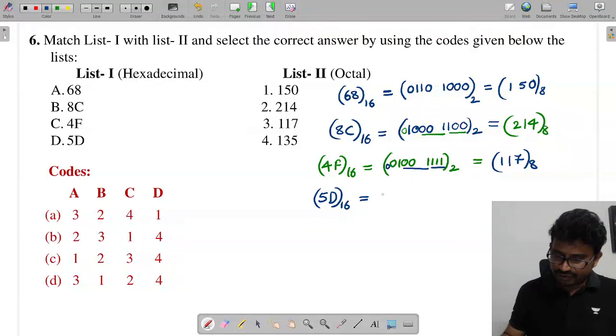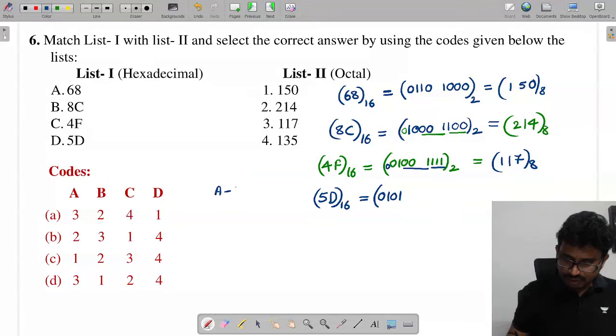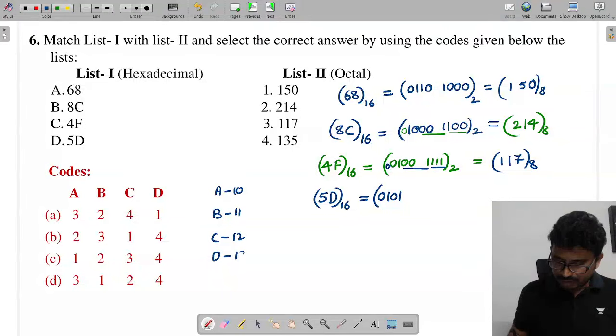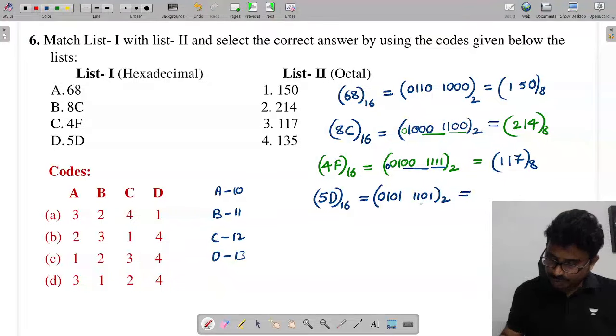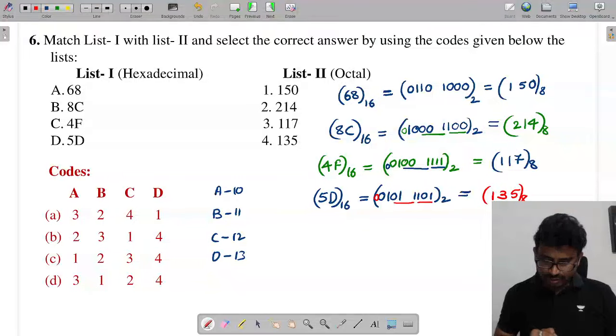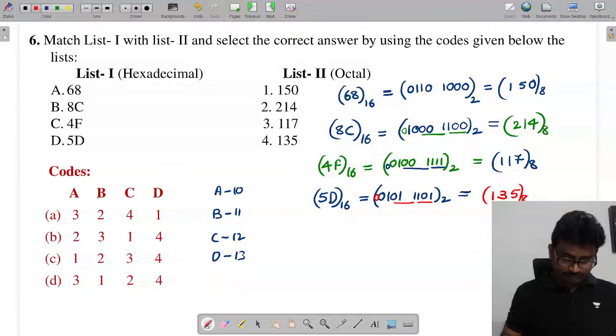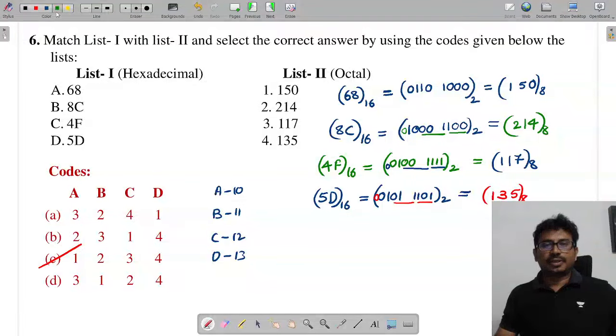Next, what about 5D? 5 is 0101. D means how much? A value is 10, B value 11, C value 12, D value 13. How to write the 13? 1101 we can say. So this is 3. We need to group it. These 3 are 5. Next, this value will now be 3. And we can put 0. So this is 1. How much is this? 135. So which option can you see now? Option C. Okay.